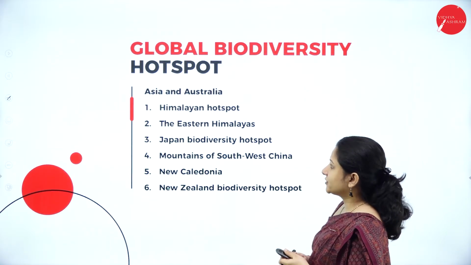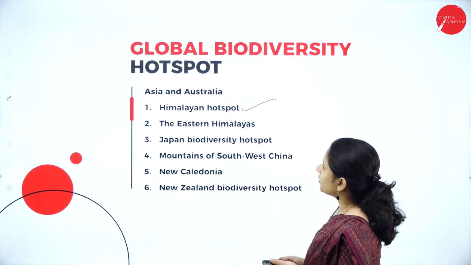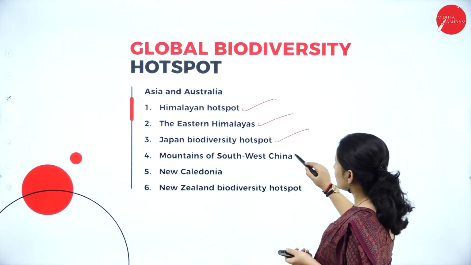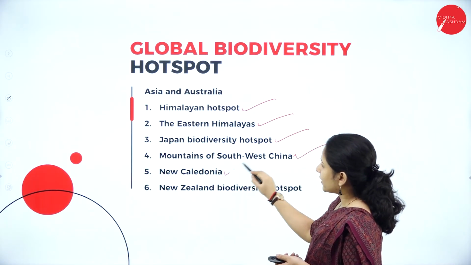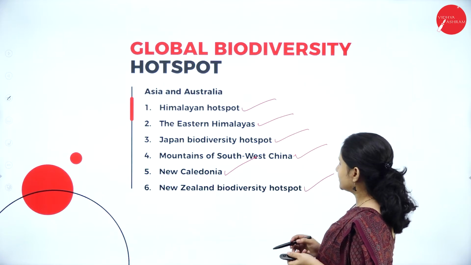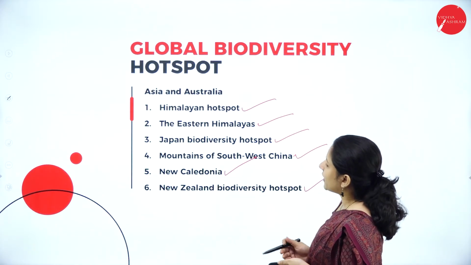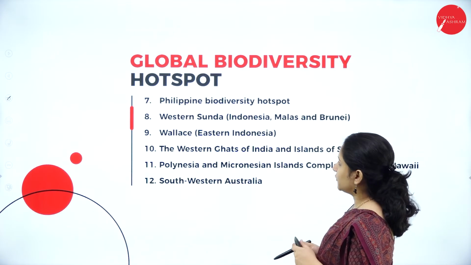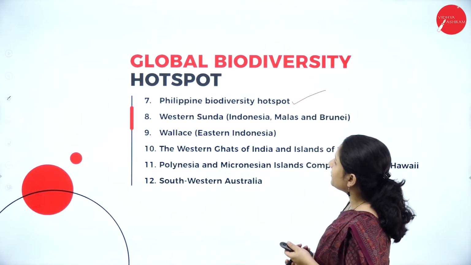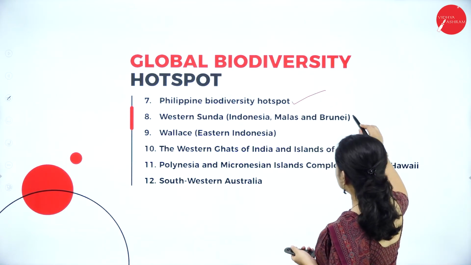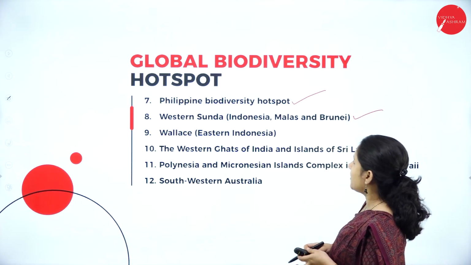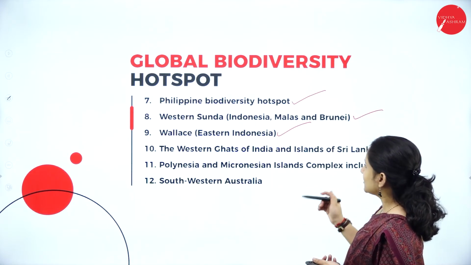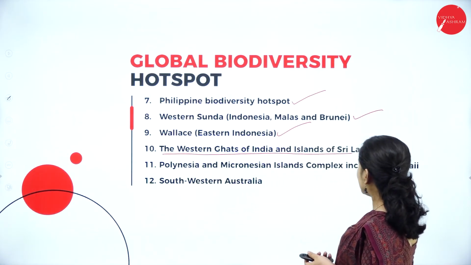And in Asia and Australia, there is the Himalayan hotspot, then the Eastern Himalayas, Japan biodiversity hotspot, mountains of Southwest China, New Caledonia and New Zealand biodiversity hotspot. These two, New Caledonia and New Zealand, come under Australian biodiversity hotspots. Next, continuing, we have the Philippine biodiversity hotspot, the Western Sunda, that comes in Indonesia, Malaysia and Brunei. Then we have valleys in Eastern Indonesia, then the Western Ghats of India and islands of Sri Lanka.